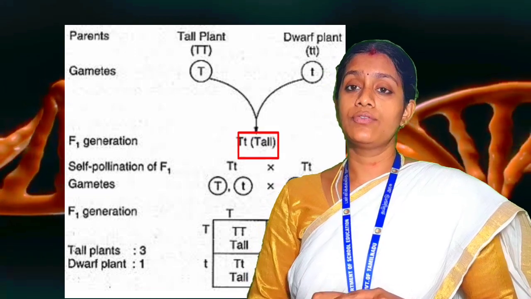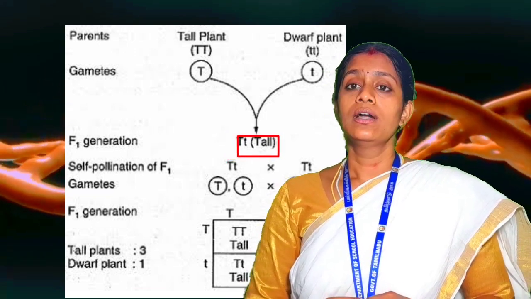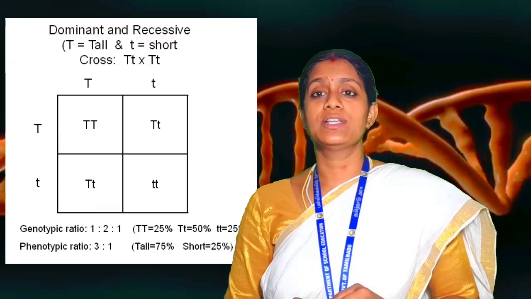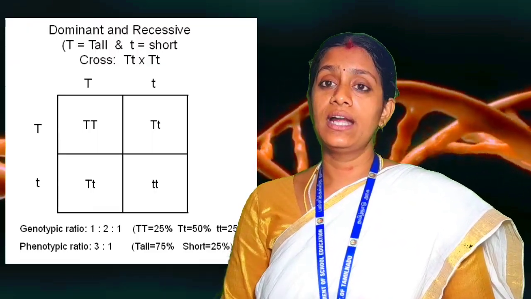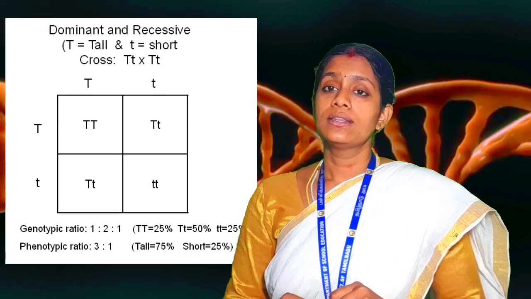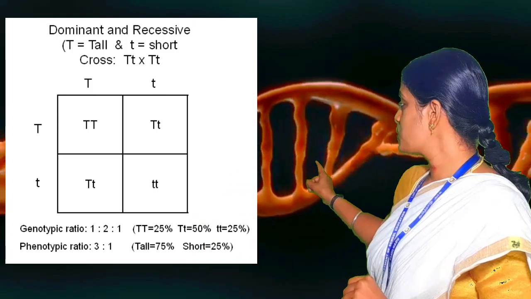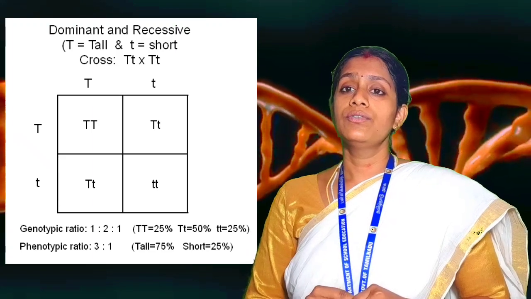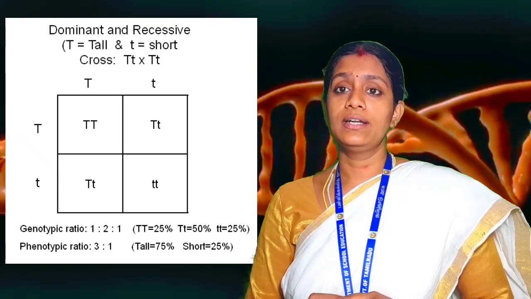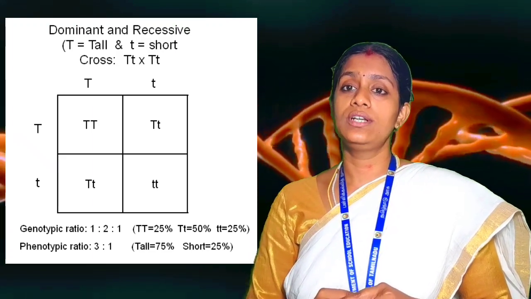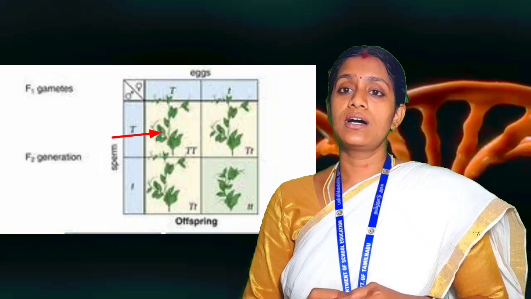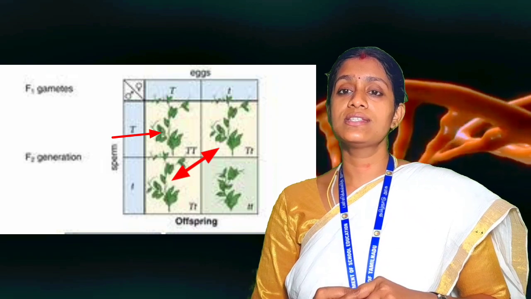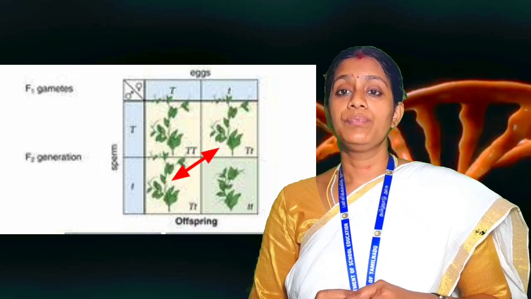During selfing of the F1 generation, these hybrids produce 2 different kinds of gametes, one capital T and one small t. The crossing is depicted in the checkerboard. There are 3 different types of plants. One plant with pure breeding variety, that is homozygous pure tall. 2 plants are heterozygous hybrid tall, and the last one is the pure dwarf variety.